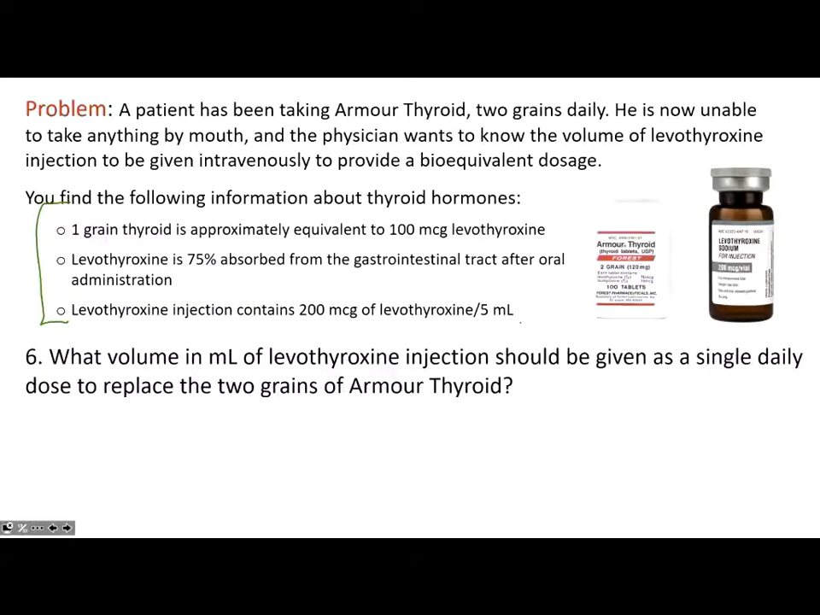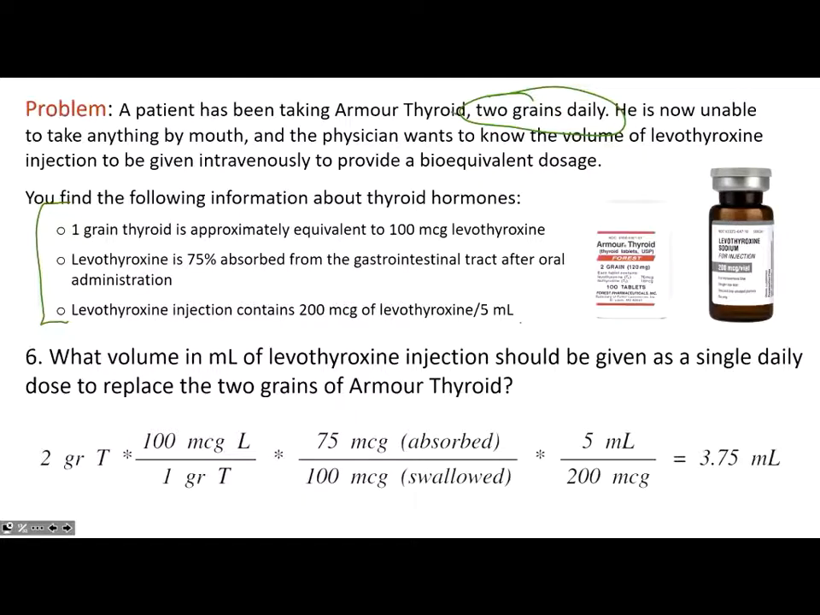And then lastly, we're going to have to convert whatever amount of levothyroxine he needs to the volume of the injectable. So we need a concentration, and the concentration is 200 micrograms per 5 milliliters. And the question is, what volume? Tell me how much injectable. Well, clearly it's going to start with the amount of thyroid. What did we say he's taking? How much per day is he taking? 2 grains daily. So let's start with that. So I'm going to use some abbreviations.